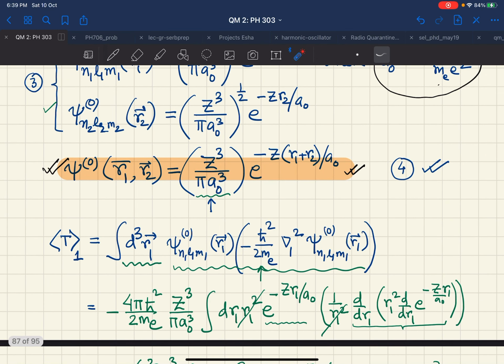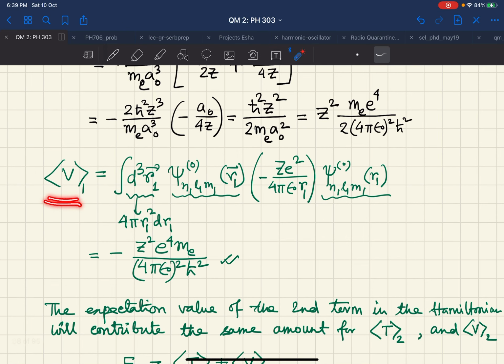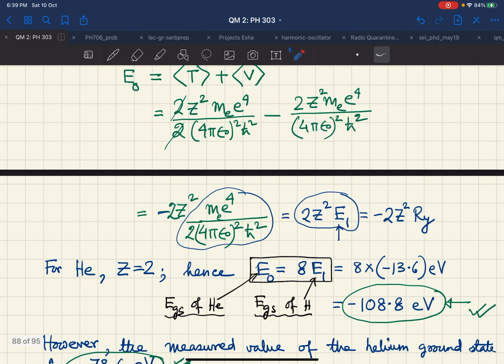Then we evaluated the expectation value of the kinetic energy as well as the potential energy, and from these two expressions we estimated the ground state energy, neglecting the electron-electron repulsion, to be 2Z squared times E1, where E1 is the ground state energy of the hydrogen atom, which is minus 13.6 electron volt. If we simply calculate for the helium atom, that means Z equal to 2, this comes out to be minus 108.8 electron volt.